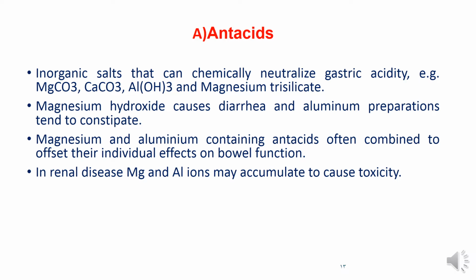So, we use both magnesium and aluminum containing antacids in order to offset their individual effects on bowel function, because magnesium alone causes diarrhea and aluminum alone causes constipation. In renal disease, magnesium and aluminum ions may accumulate, causing renal toxicity.